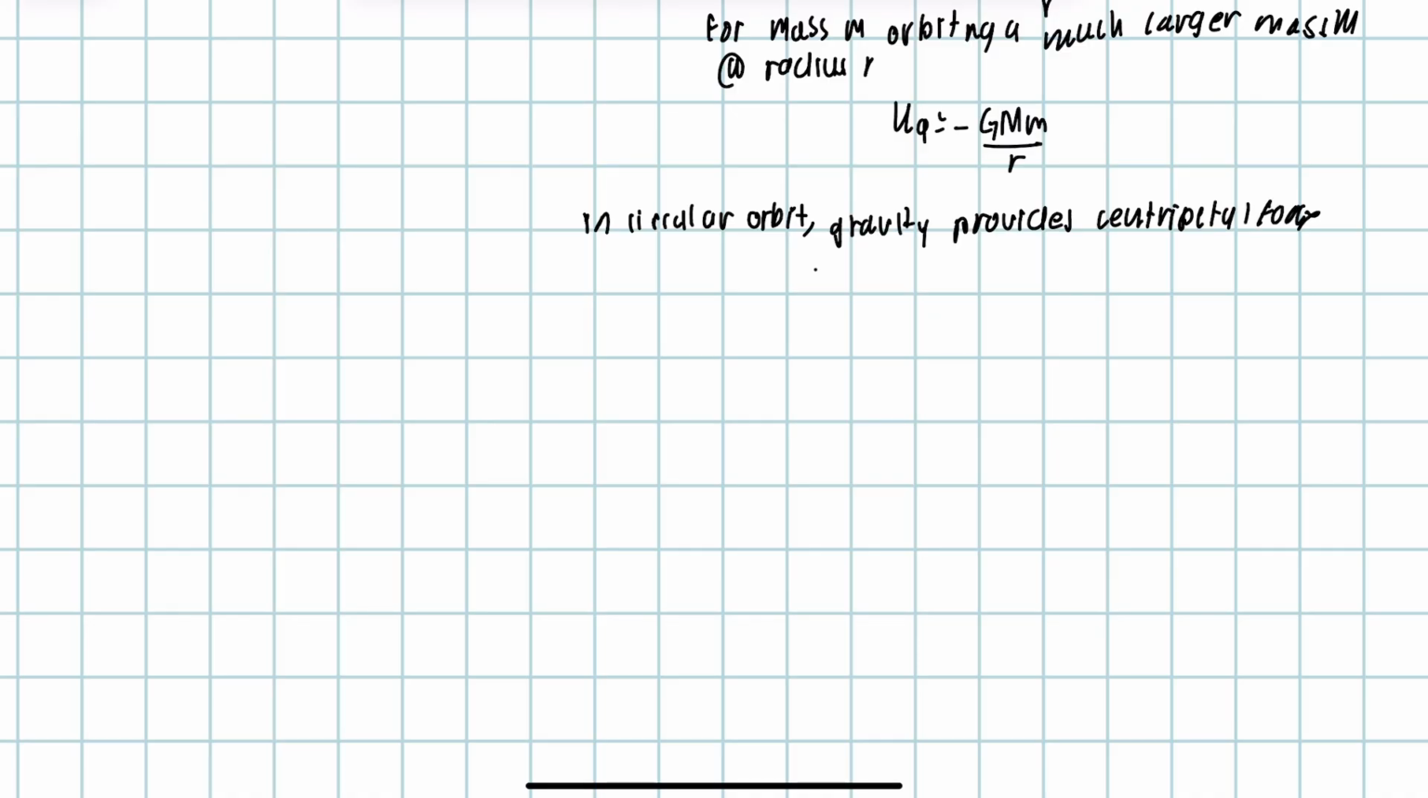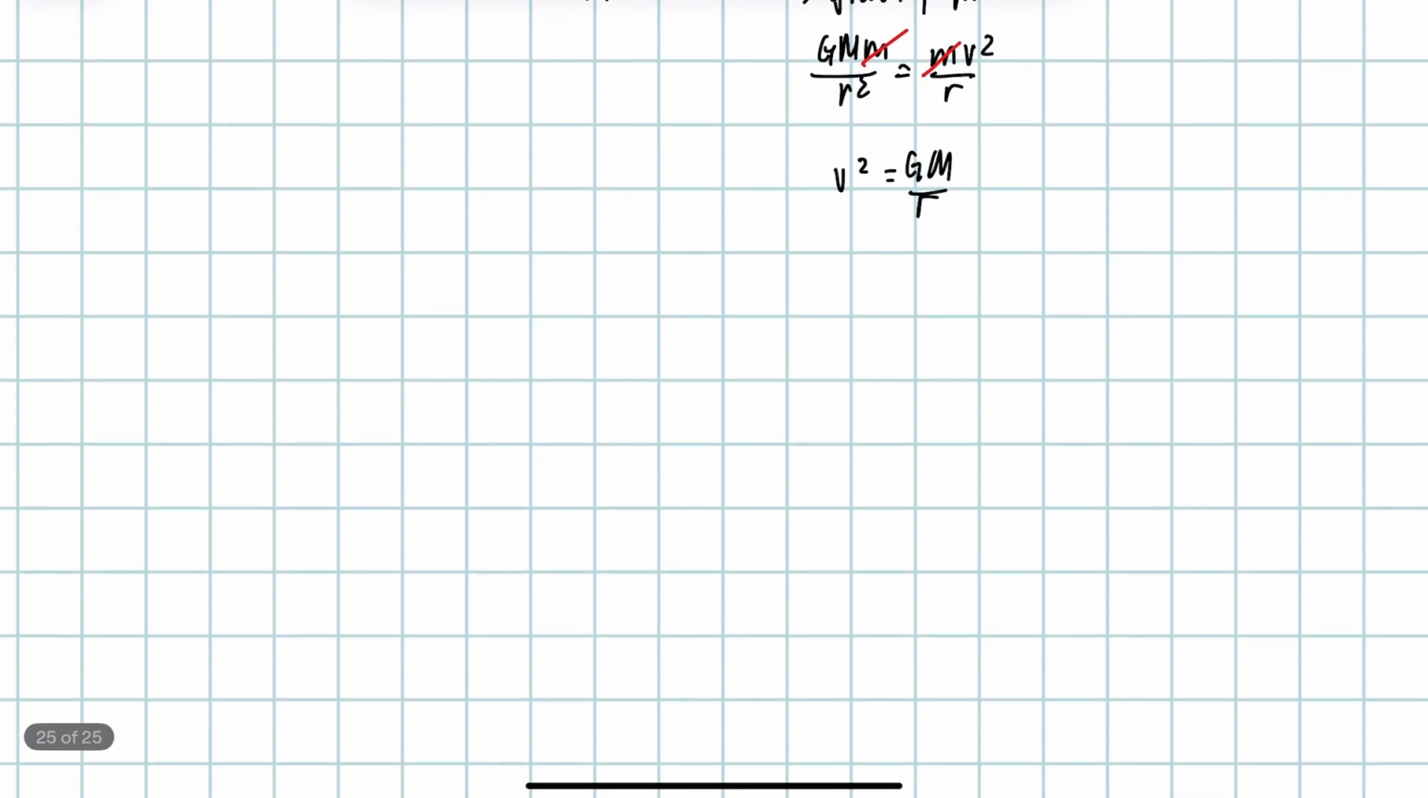So that means that we can set G M m over r squared equal to m v squared over r, which is from the centripetal force. So then after this, we can cancel out m, and we can also cancel out one factor of r. So then we just get v squared is equal to GM over r.